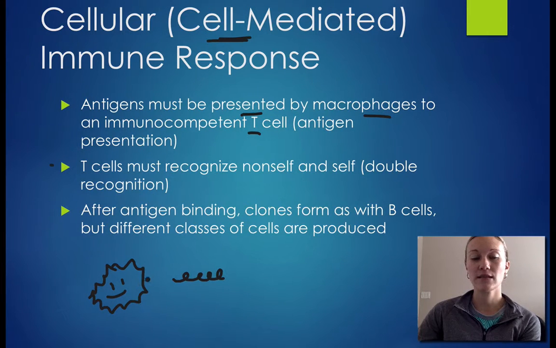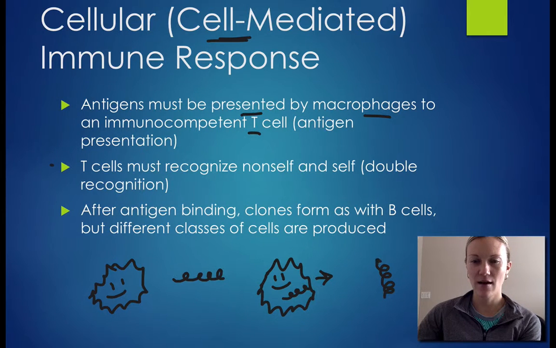Basically what happens is this macrophage, this good cell, is going to come in here and engulf that antigen. So ultimately it's going to look like this. This is my macrophage, and it's going to have that virus or whatever it is, that pathogen, inside of it. It's then going to present the antigen. How it does that is it's going to take part of that pathogen and display it on its cell membrane.